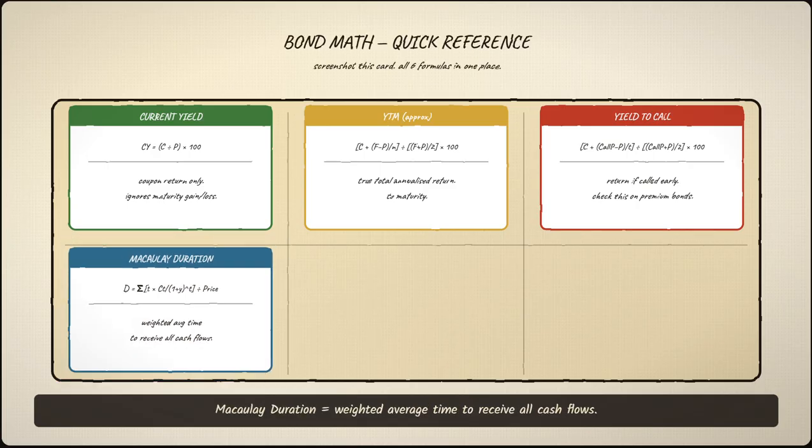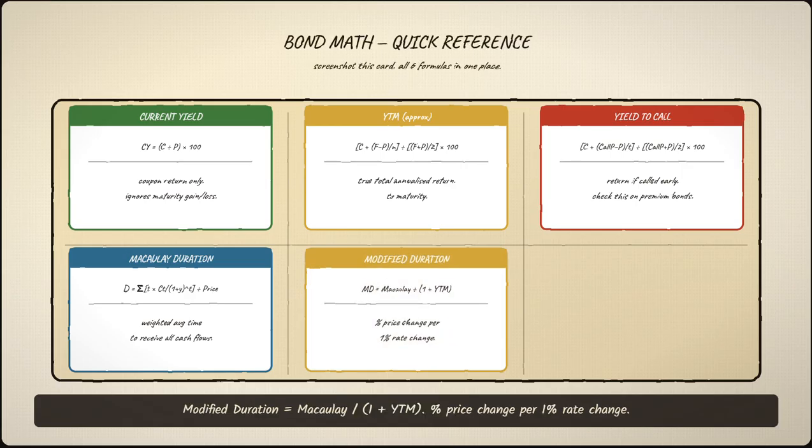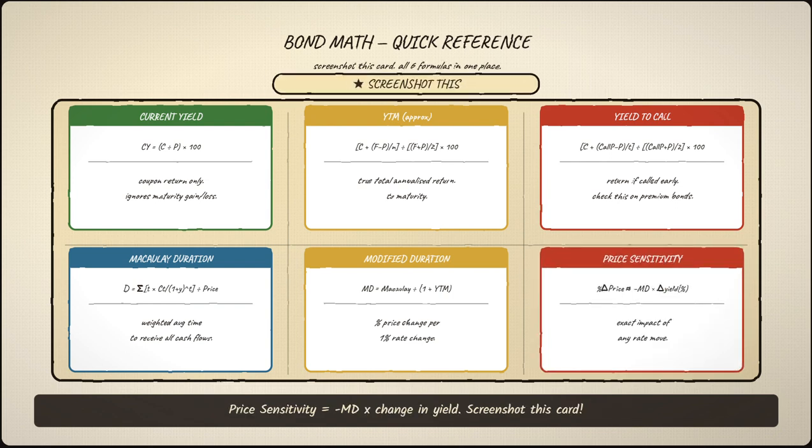Macaulay duration tells you the weighted average time to receive all your cash flows. Modified duration tells you the percentage price change for every 1% change in interest rates. Price sensitivity tells you exactly how much your bond moves when rates move.